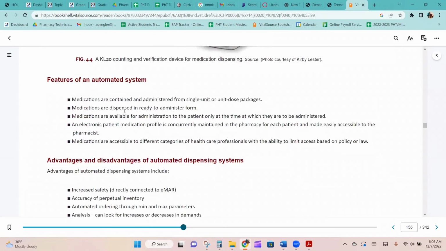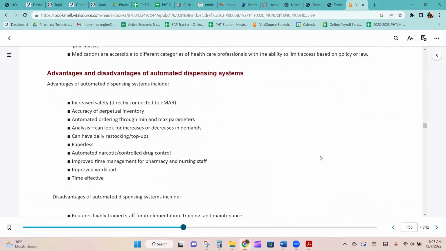Features of an automated system: medications are contained and administered from single or unit dose packaging. Medications are dispensed in ready to administer form. Medications are available for administration to the patient only at the time at which they are to be administered. And medications are accessible to different categories of healthcare professionals with the ability to limit access based on policy or law. And then we have advantages and disadvantages of automated dispensing machines.